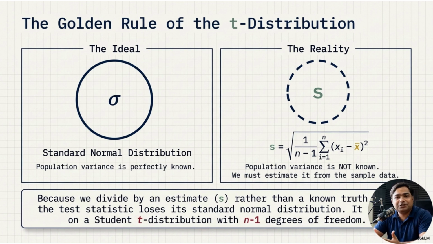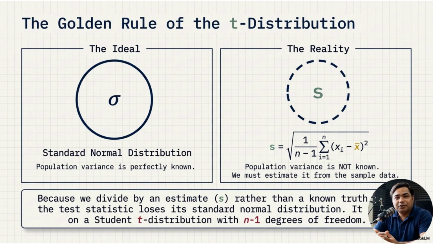So the key difference is this. In theory, if sigma is known, we can use the normal distribution. In practice, when sigma is unknown and we estimate it using S, we use the student t distribution. The formula shown on this slide is for sample standard deviation. It measures how much the sample values vary around the sample mean. Because we are using an estimate instead of the true population value, our test statistic becomes less certain. That is why it follows a t distribution instead of a standard normal distribution.